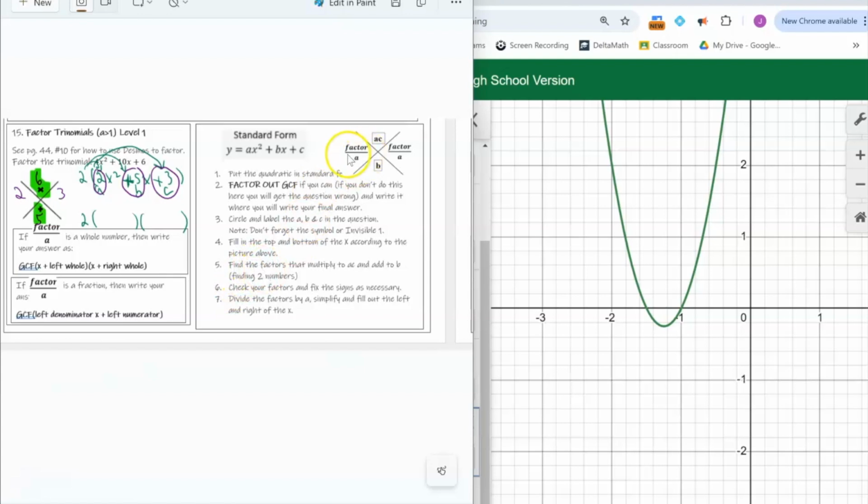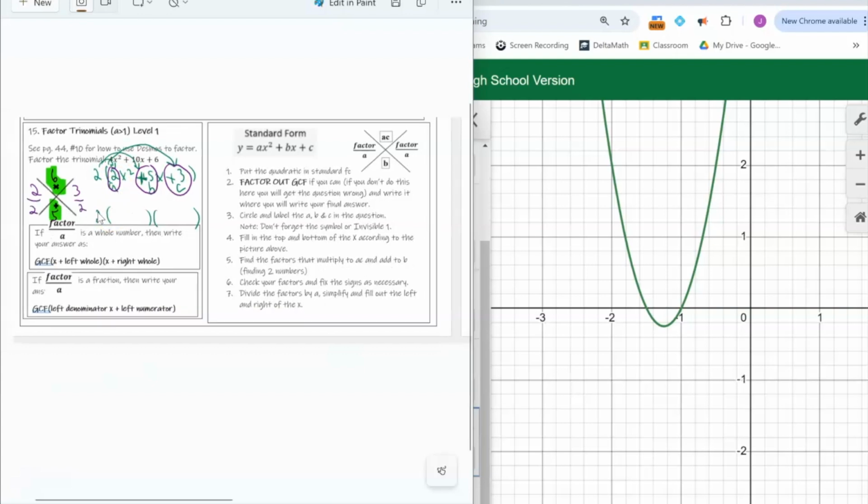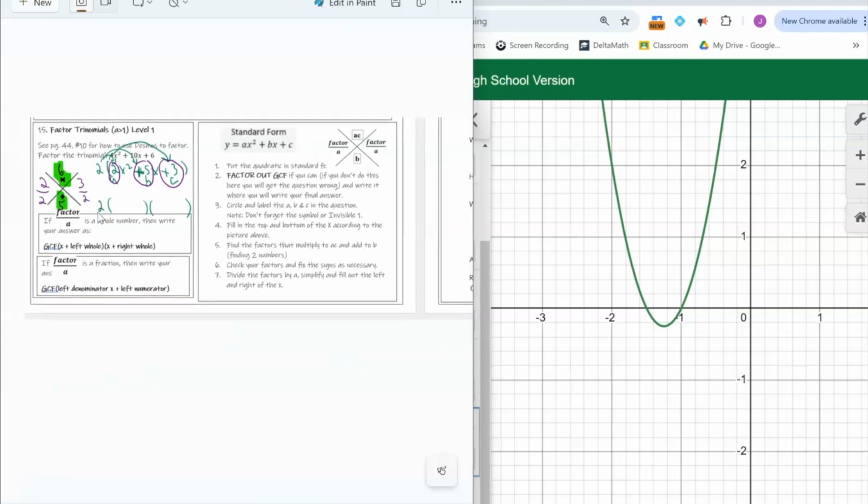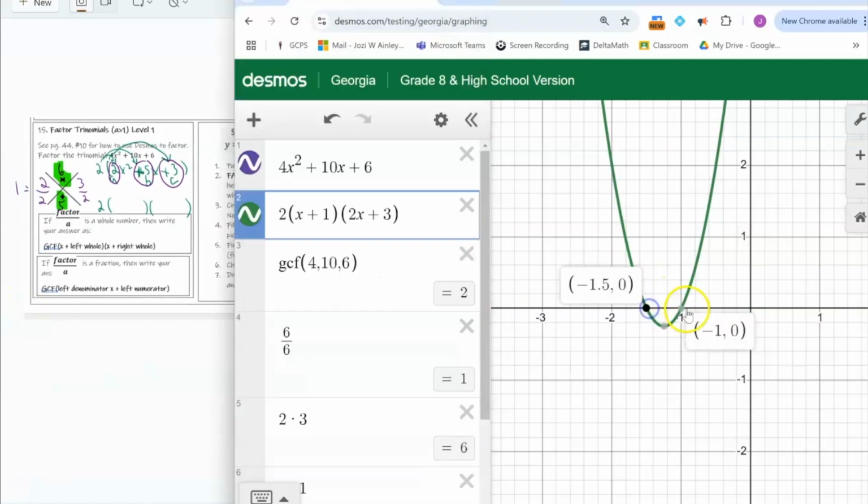So now what? Now we're going to divide by A. So what is A? Remember my A is 2. So now you're going to divide by 2. Put that in the calculator. 2 divided by 2 is going to give me 1. And then 3 divided by 2 stays as a fraction. And these are your solutions. Only thing is you don't have to change anything because they're already done for you.